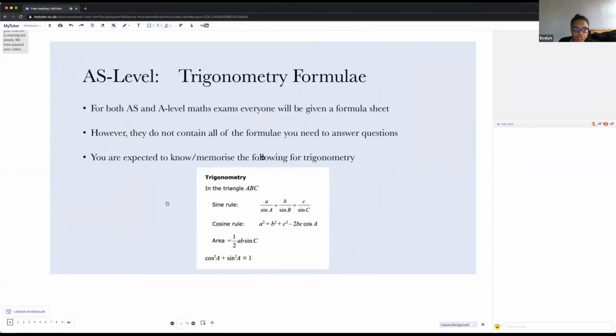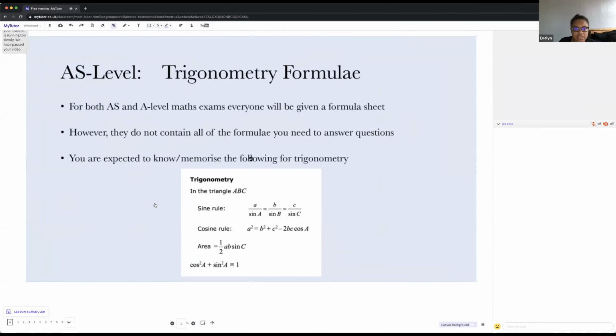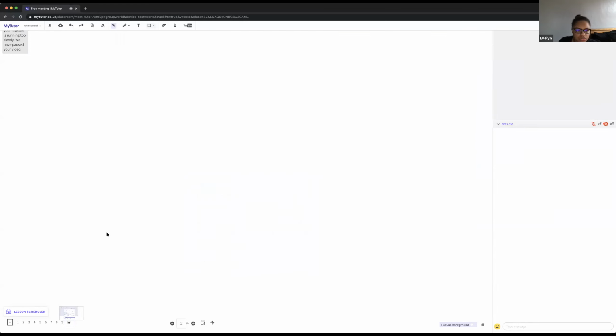For AS level trigonometry, for both AS and A level maths, you'll be given a formula sheet just in general for your exam. However, they don't contain all the formulae that you need, just like GCSE, right? So you're expected to know and memorize the following for trigonometry. So you need to memorize sine rule, cosine rule, area of a triangle, and this last one is a trig identity. We won't be covering that today because it is a new topic, but the first three you already know what they are and we've already seen them. So that's not too bad, right?